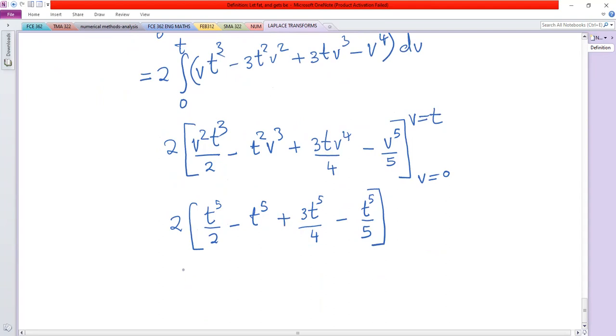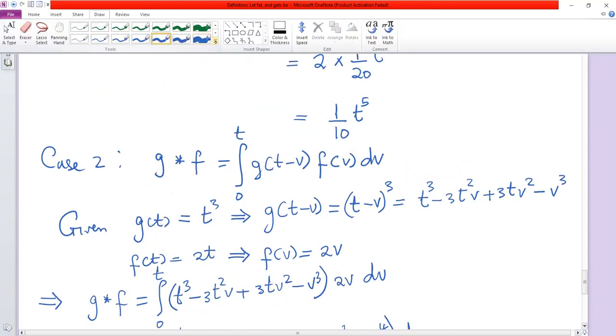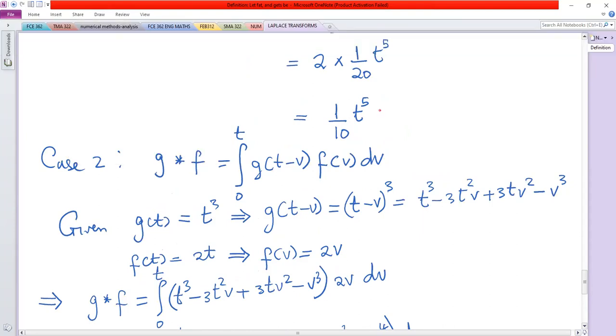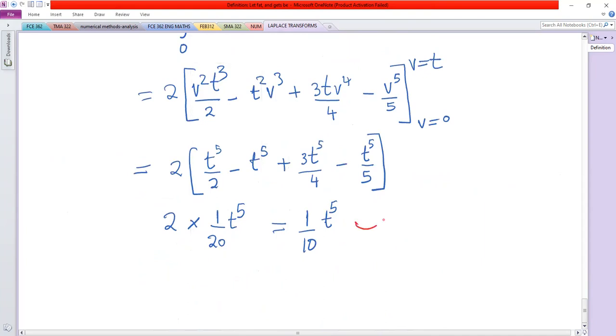So this will give me 2 times, and all this bracket will give me 1 over 20 t power 5. And when you work it out, you get 1 over 10 t power 5, which is the same result that you obtained in case 1. Remember, this was the answer for case 1, 1 over 10 t power 5. And so this is also giving us 1 over 10 t power 5.